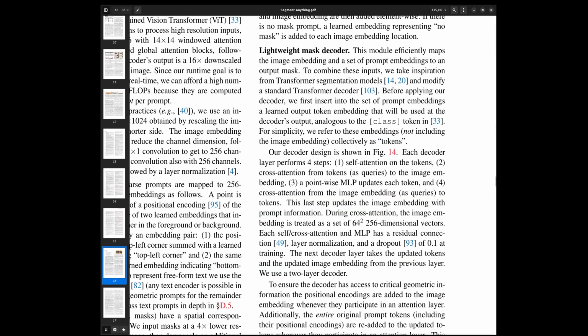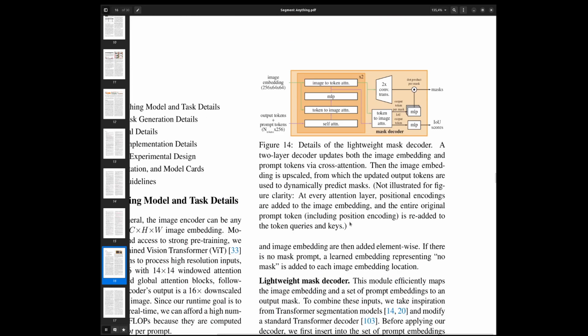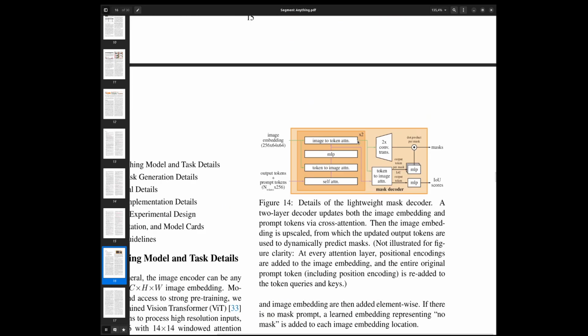Each self and cross attention and multi-layer perceptron has a residual connection, layer normalization and dropout of 0.1 at training. The next decoder layer takes the updated tokens and the updated image embeddings from the previous layer. We use a two-layer decoder. Okay, so the next layer takes the tokens from the bottom and the updated image embeddings. So this thing here looks like this.